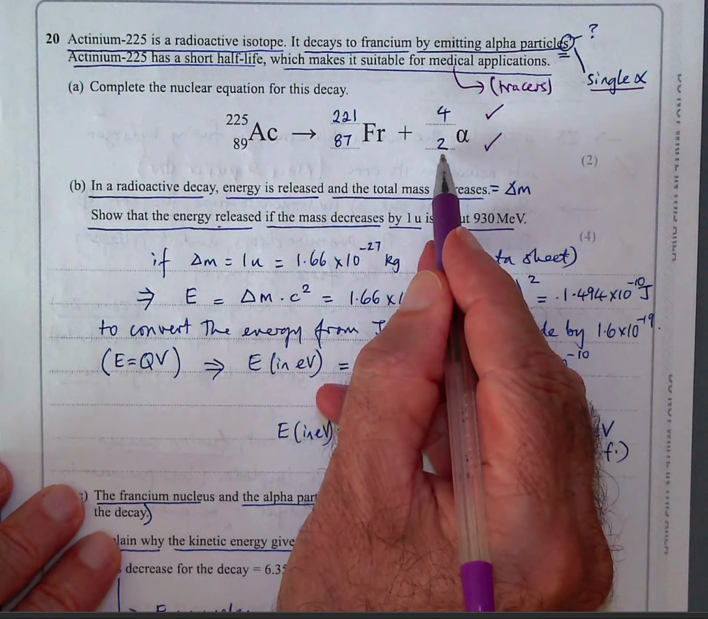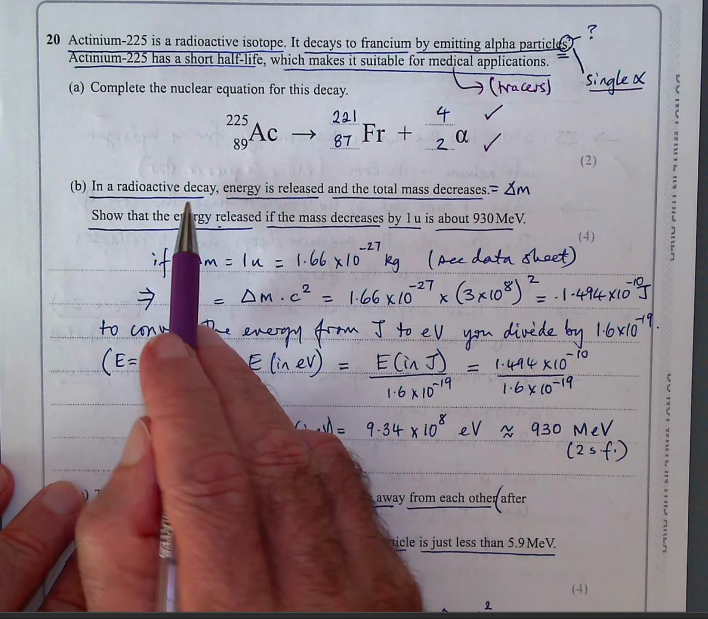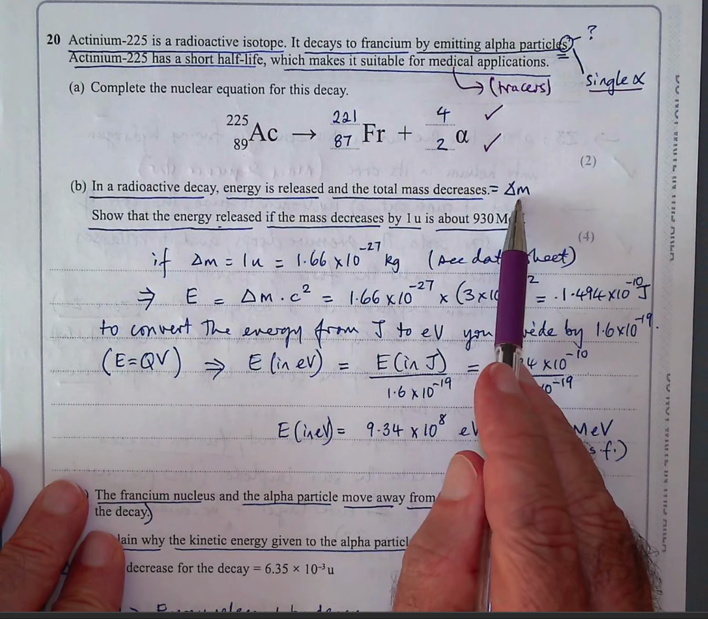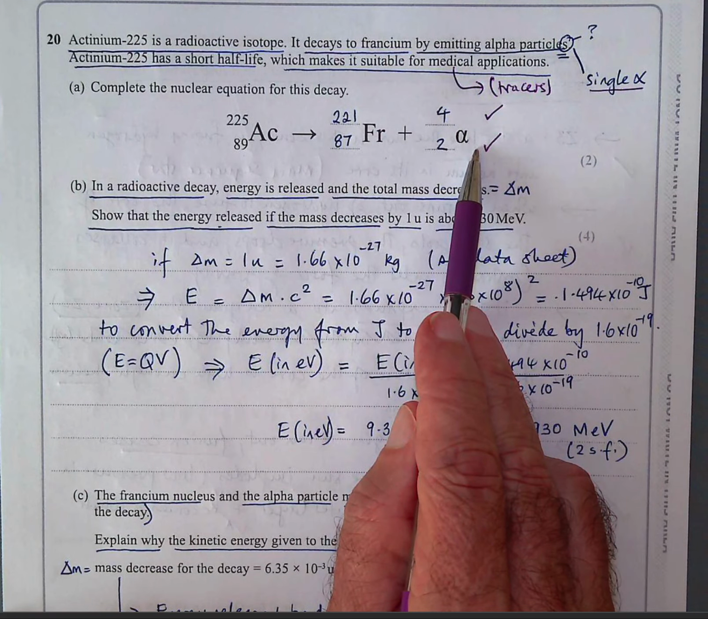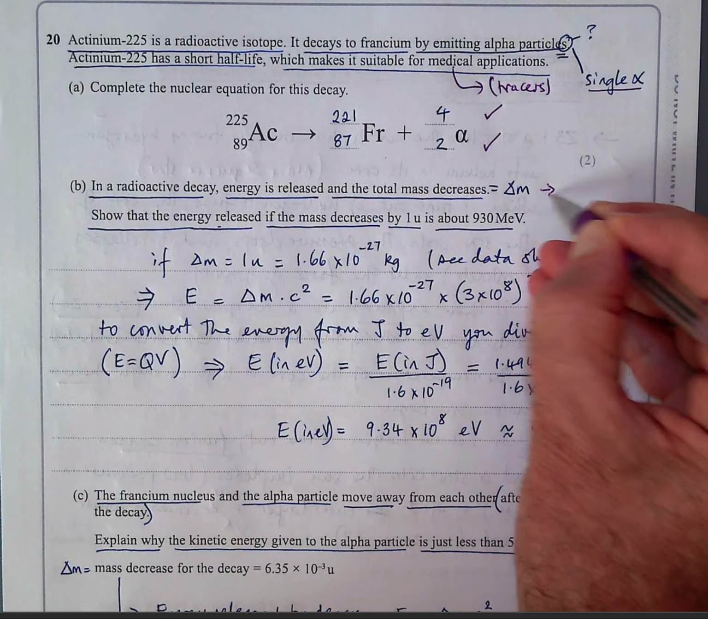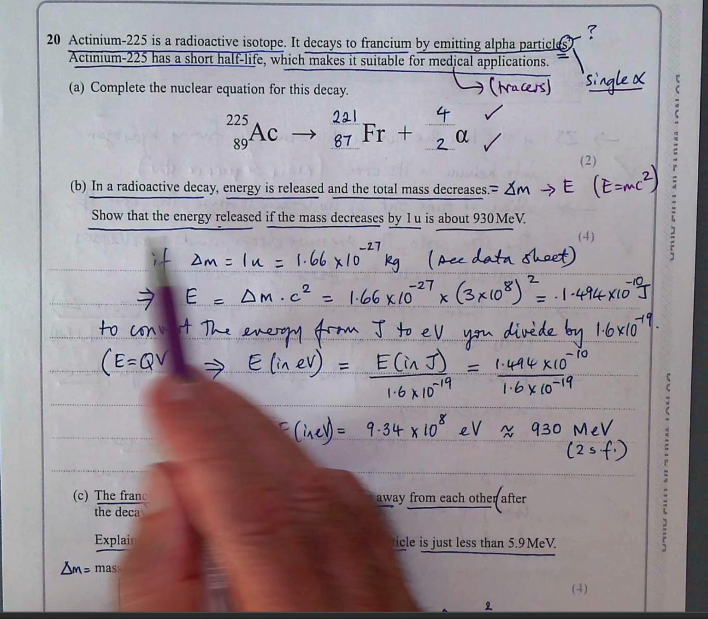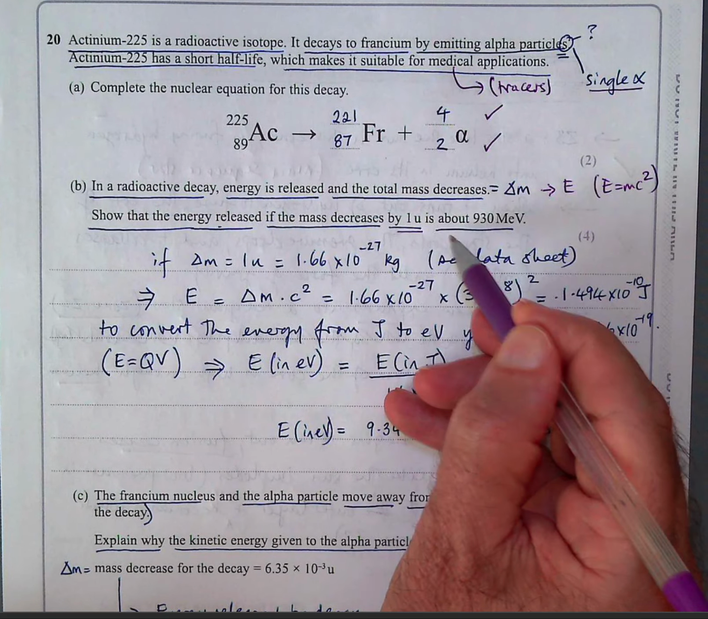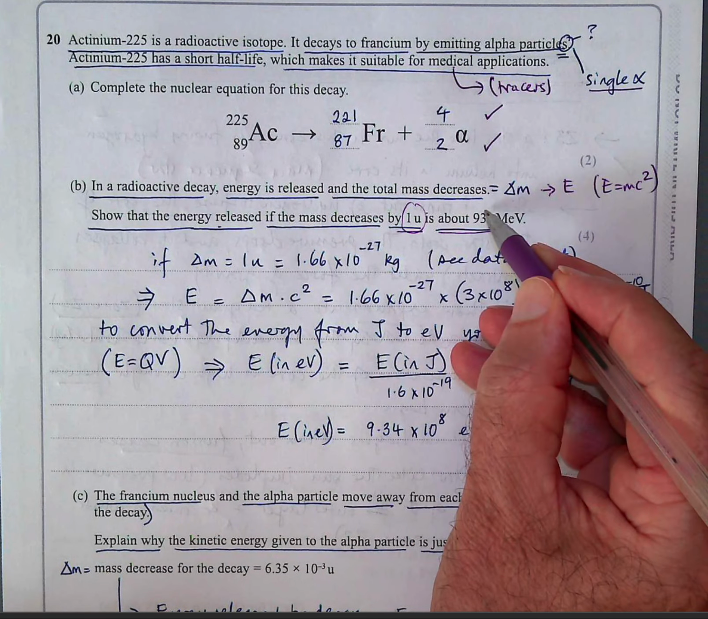The bottom line is charge, the proton numbers, top line are nucleon numbers. So in a radioactive decay, energy is released and the total mass decreases. Well, the energy released is because you're producing something more stable, yes? So the mass on this side is less than the total mass here. So you've released some mass, and that goes into energy using E equals mc squared. Okay? Show that the energy released, if the mass decreases by 1 atomic mass unit, is about 930 megaelectron volts. So they want you to show that 1 unit is approximately 930 megaelectron volts.